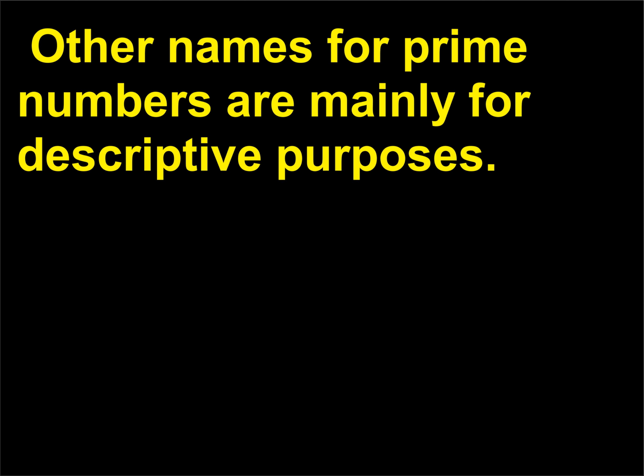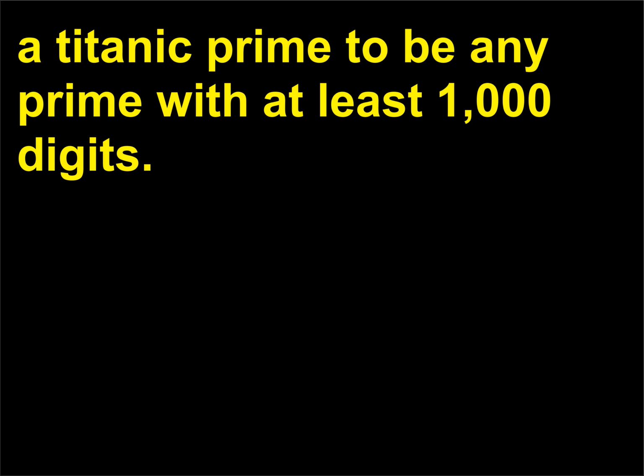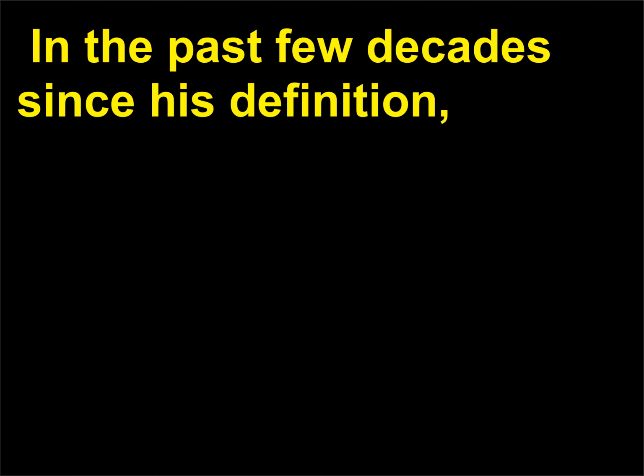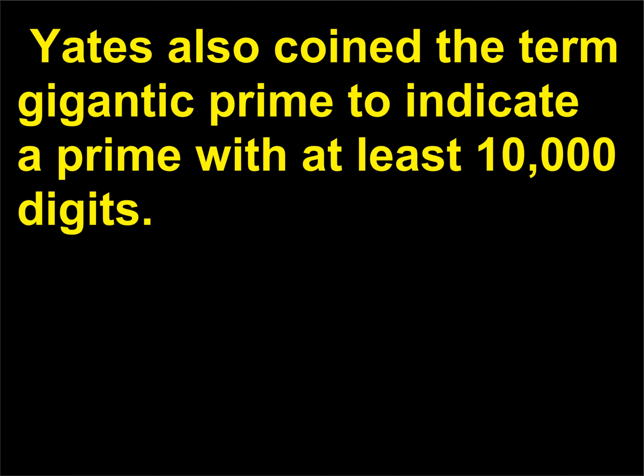Other names for prime numbers are mainly for descriptive purposes. For example, in 1984, mathematician Samuel Yates defined a titanic prime to be any prime with at least 1,000 digits. In the past few decades since his definition, there have been over 1,000 times more such primes discovered. Yates also coined the term gigantic prime to indicate a prime with at least 10,000 digits.